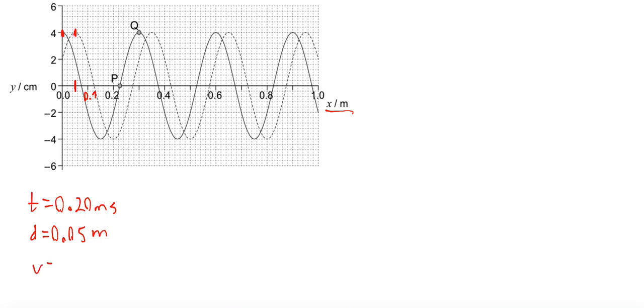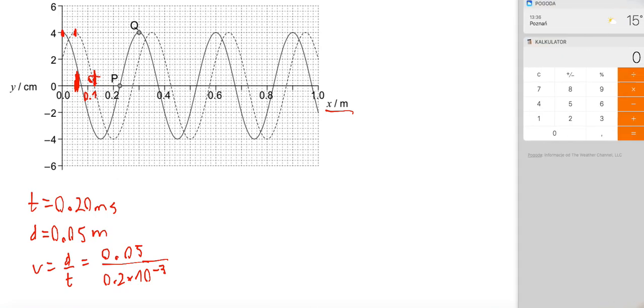So to find speed, you can use a simple equation: distance over time. It travels 0.05 meters in 0.20 milliseconds, which means 10 to the power of minus 3. Wait, I thought distance traveled was 0.06, but this is 0.12, so half of this. Oh no, 0.05. Okay, sorry, 0.05. 0.05 divided by 0.2 is 0.25, so 250 meters per second.